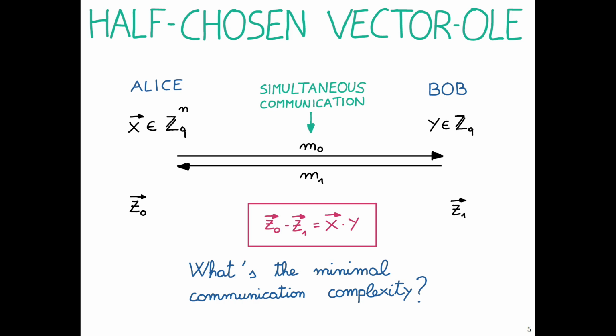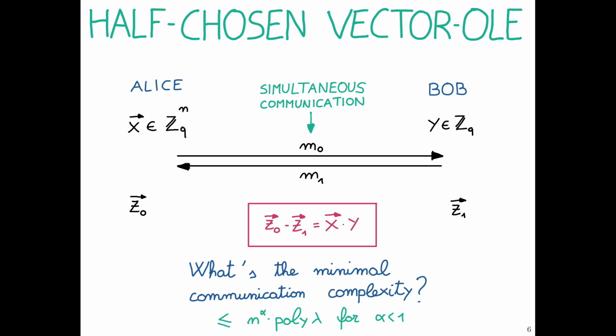So now that the functionality is clear, I'd like to put a question to you. How much communication is necessary for half-chosen vector OLE? Straightforward approaches would require as much communication as the input size, but this is not necessary. We constructed half-chosen vector OLE protocols with optimal round complexity and sublinear communication complexity. That is, Alice and Bob just exchange a single message each without waiting for each other. So the protocol only needs one simultaneous round after some input independent setup.